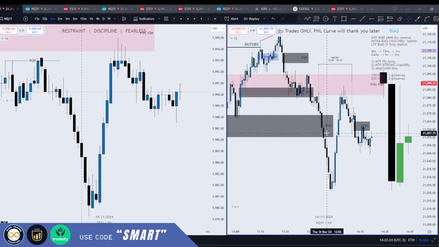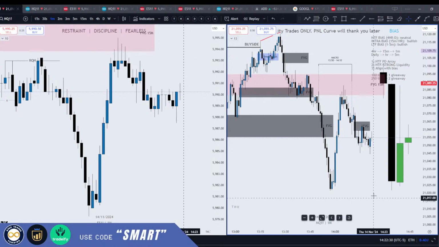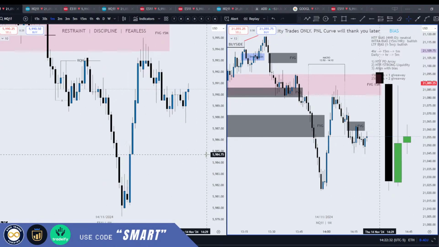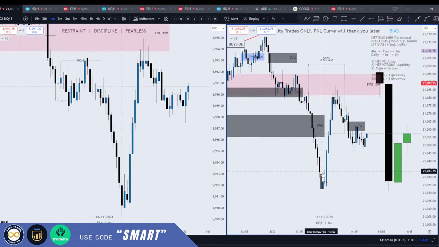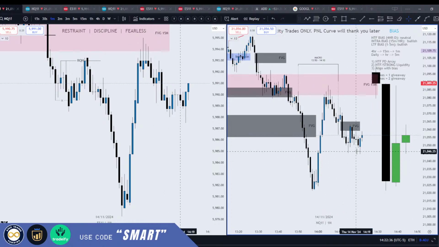But yeah, I think right now we're just gonna have to wait for Powell. I'm gonna try to stick around maybe 30 minutes after Powell, so this stream is gonna be a little bit longer, because Powell volatility can give us some trades as long as we're waiting for it.